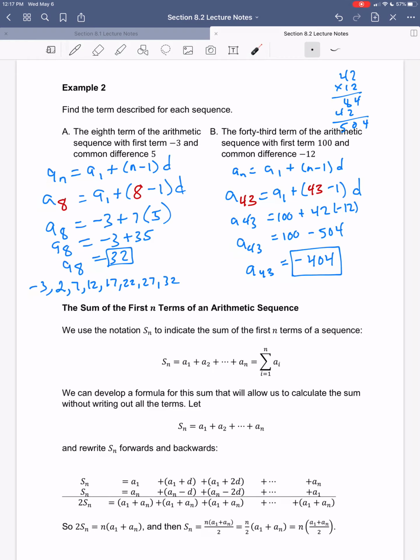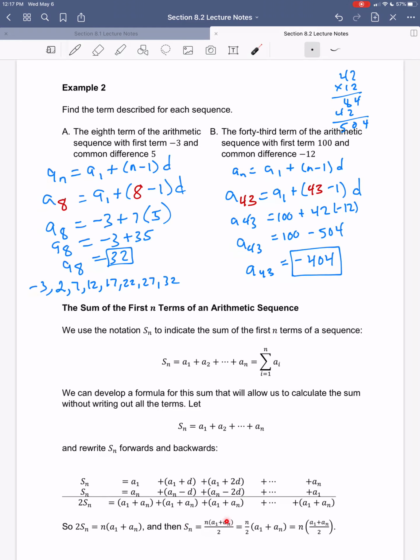But when I add up every pair, the d's end up canceling out. So I get a sub 1 plus a sub n, a sub 1 plus a sub n, the d's cancel, and so on for every pair. So I've got 2 times the sum. How many of these are there? Well, there were n terms to begin with, so I get n pairs. So it's n times this sum. And so to find S sub n, I just divide by 2.